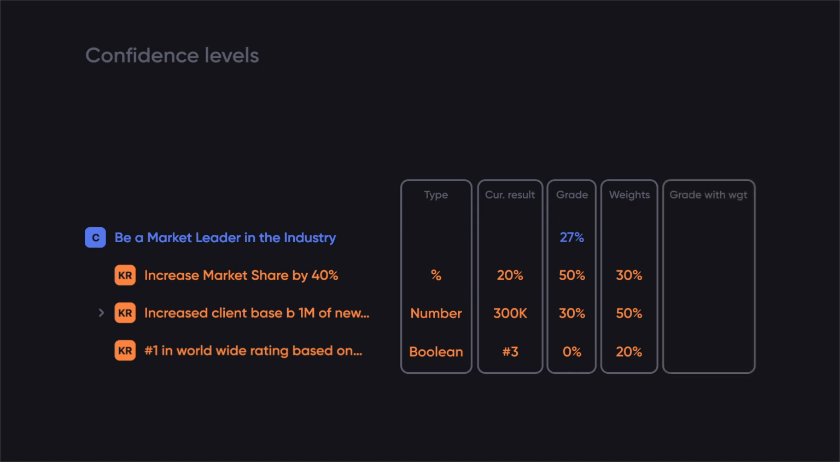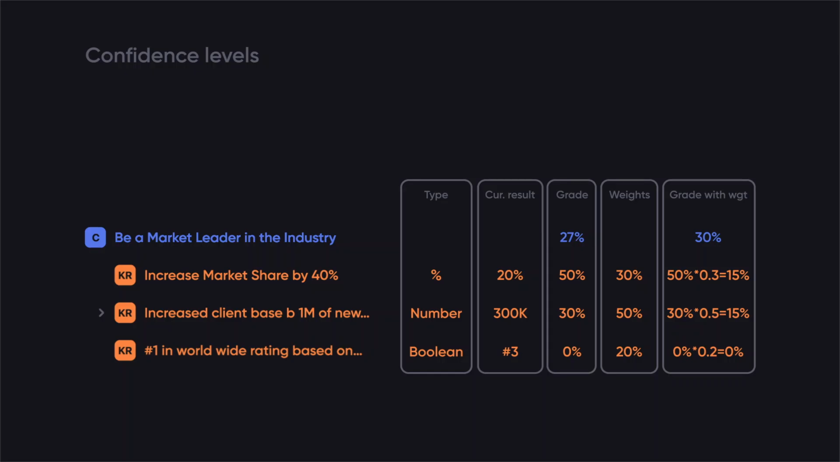To calculate the weighted grade, multiply the grade by its weight. Sum it up, and in the example it gives us a total of 30%. The weighted approach allows for more nuanced assessment of your progress. And this is where OKR management tools that do calculation automatically are useful.